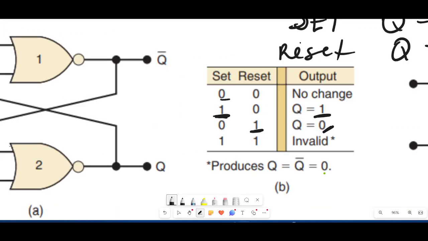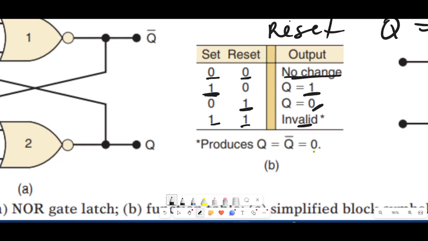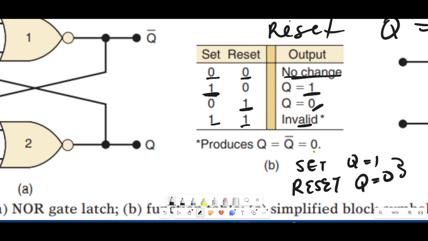And when both of them are 0, there's going to be no change at the output, and when both are 1, that's an invalid output. Why? It's because set is trying to set Q to 1. At the same time, reset, also 1, is trying to set Q to 0. This is going to be interchangeable between 1 and 0, and the output of that system won't be known because it just keeps switching between 1 and 0.